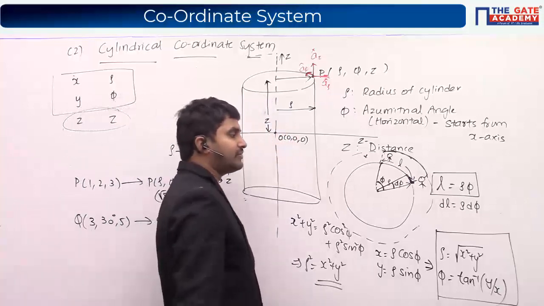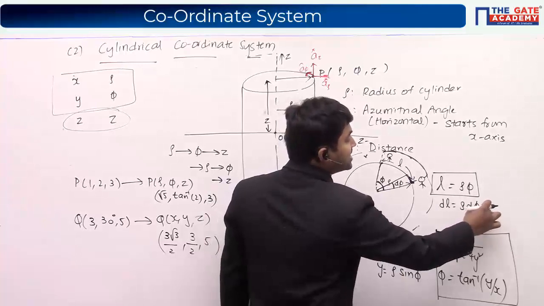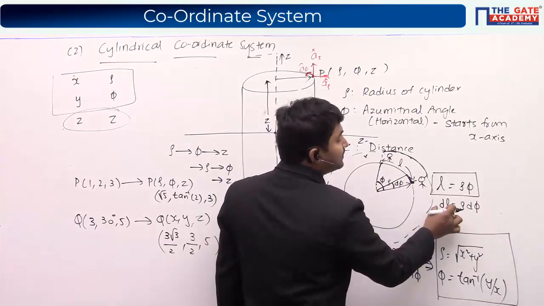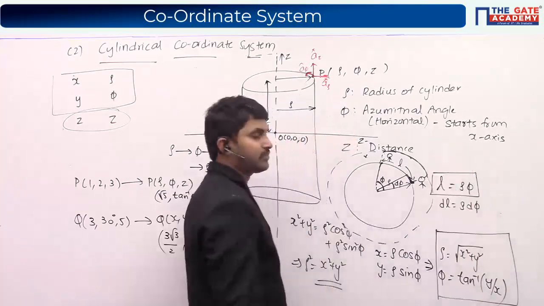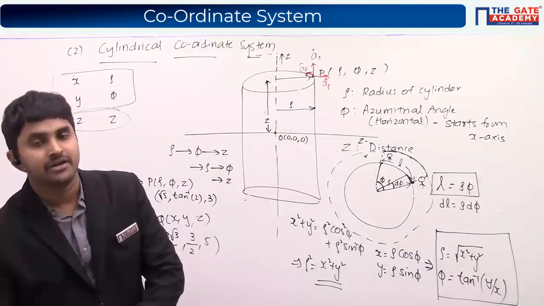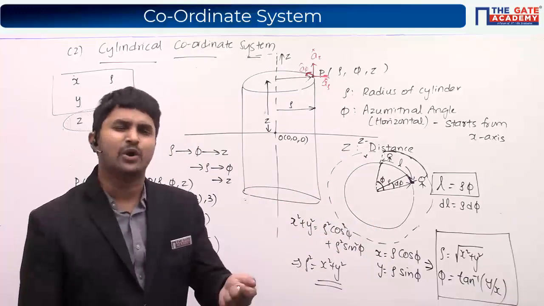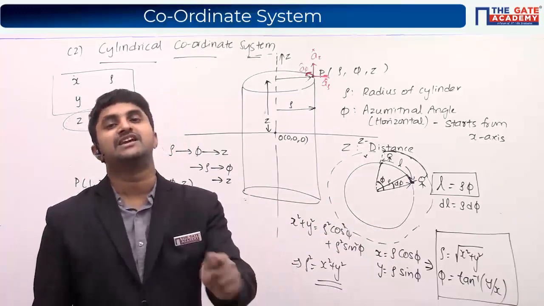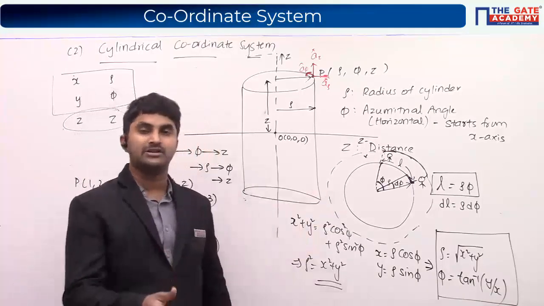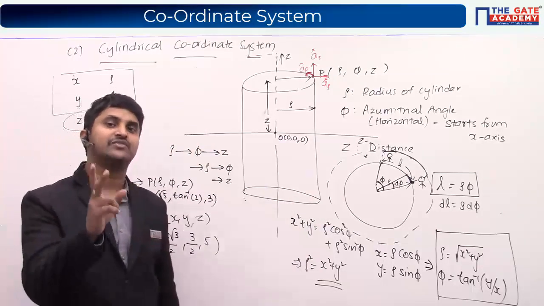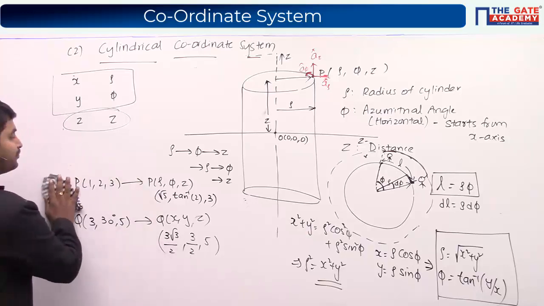So whenever we see the change in angle, the corresponding length will be the radius multiplied by that angle. Whenever we have any particular change in angle, if you want to know the corresponding distance which is covered, then what we will do? Radius multiplied by the change in angle. This particular concept is very important because now we are going to learn about the differential length, differential surface and differential volume.